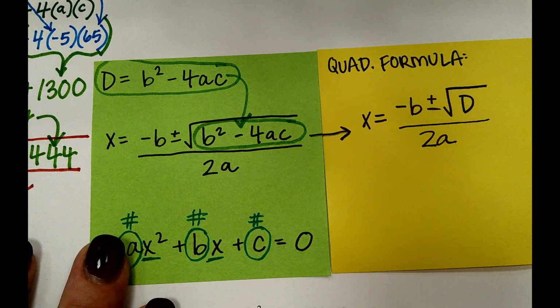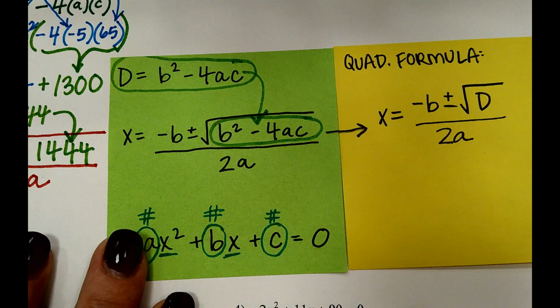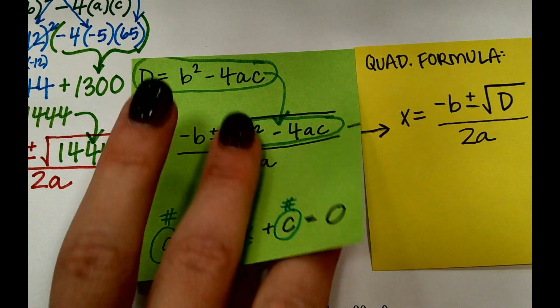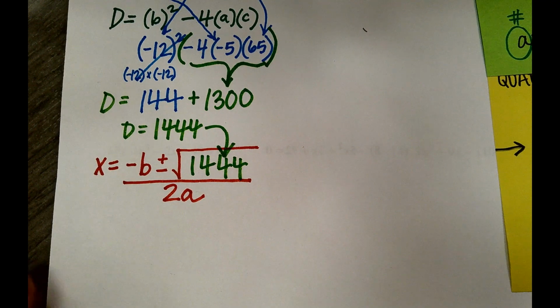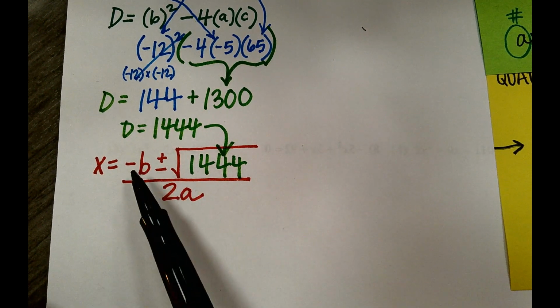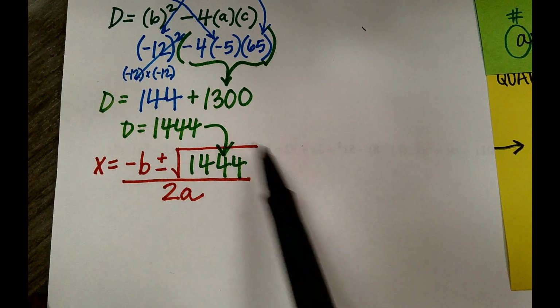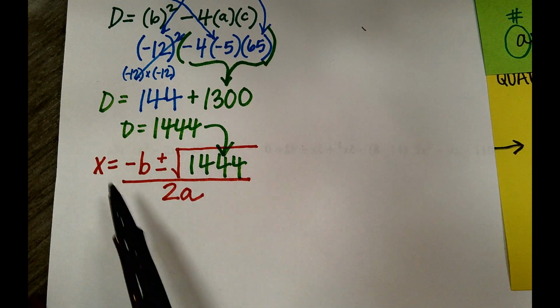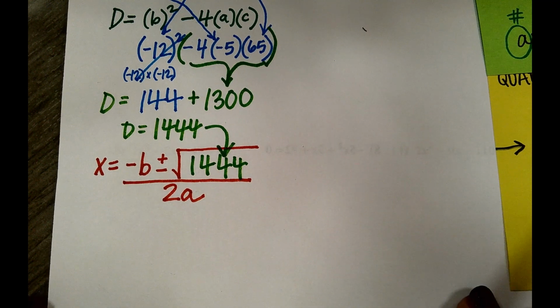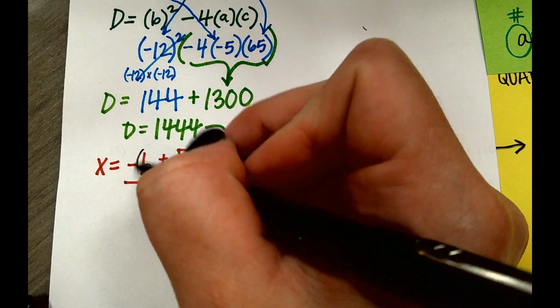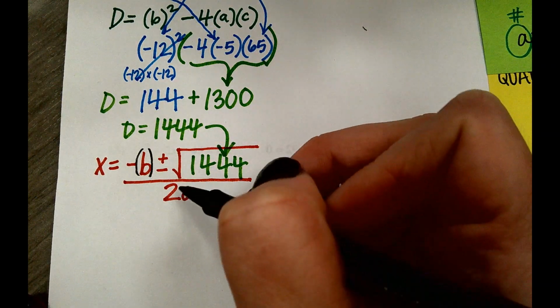Can I scoot it? Okay. So, I'm going to scoot that here. So now I have negative b plus or minus the square root of 1,444 all over 2 times a. I need to plug in a number for b and a.